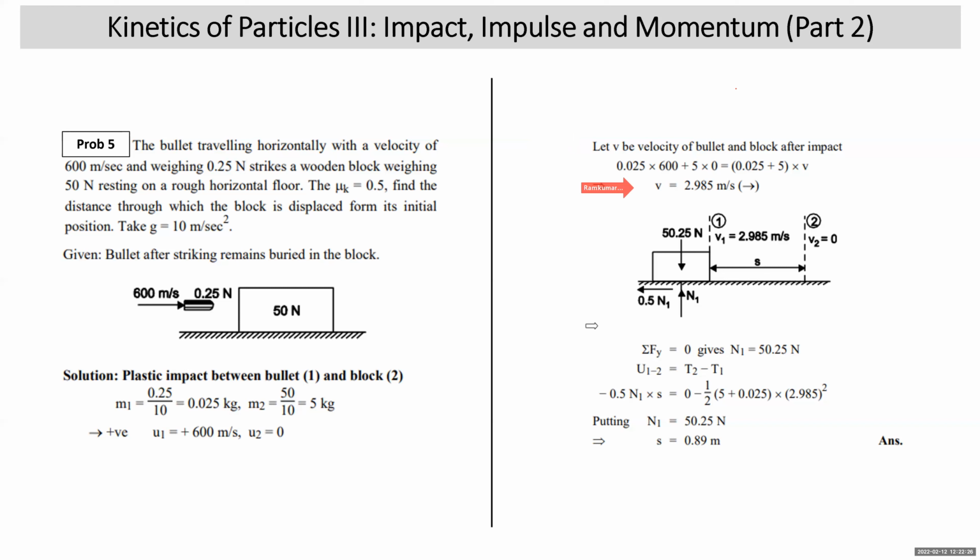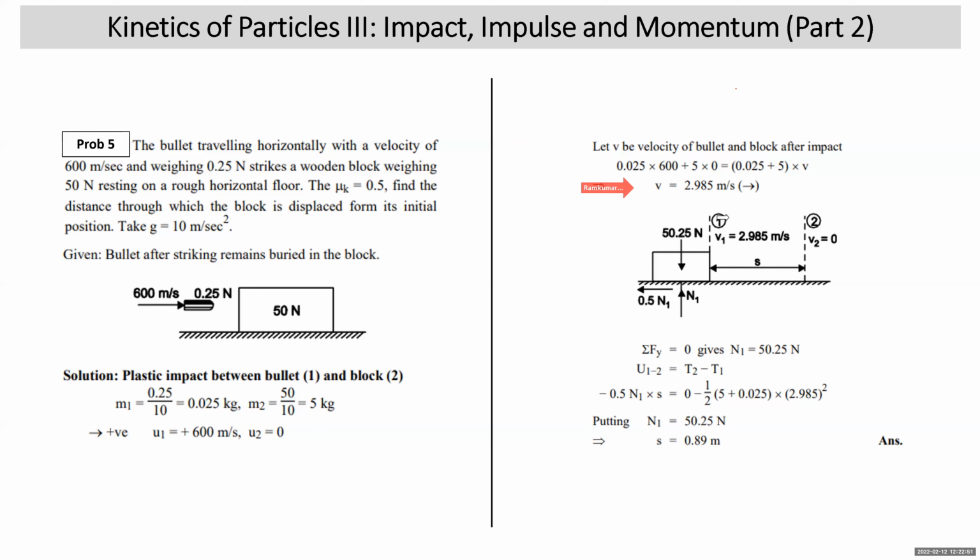Now to find the distance by which this block will be moving towards right, we will use the work energy principle. So I draw the free body diagram of the block. Weight vertically down, normal reaction upward, motion is to the right, friction is to the left. We identify this as position 1 when the velocity is 2.985 meter per second. How long will it keep on moving towards right? Till it comes to rest.